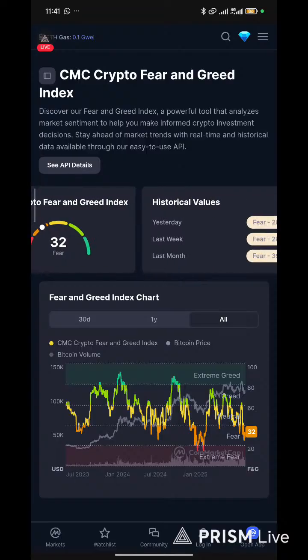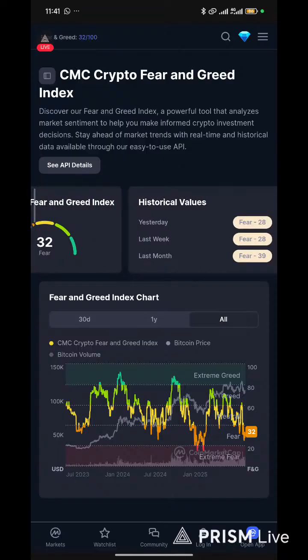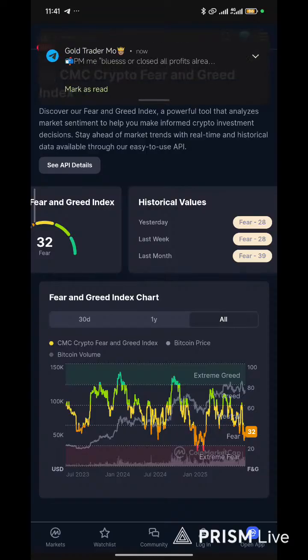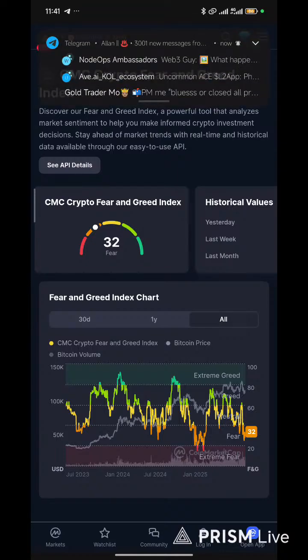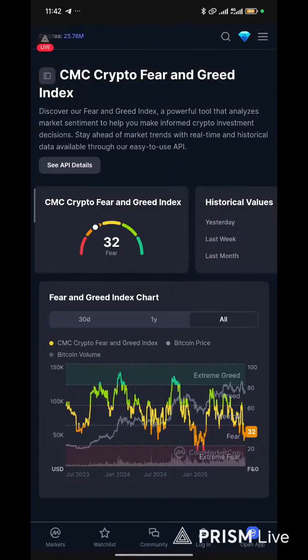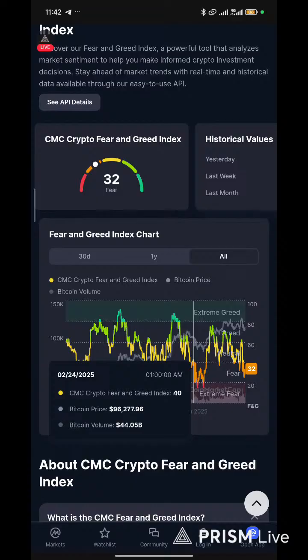So these are the historical values. Yesterday was fear, last week was fear, last month was fear. You see the numbers. So from here, let me explain what this digit means. Let's start with the basics. The fear and greed index is a numerical score between 0 and 100 that measures the overall market sentiment.